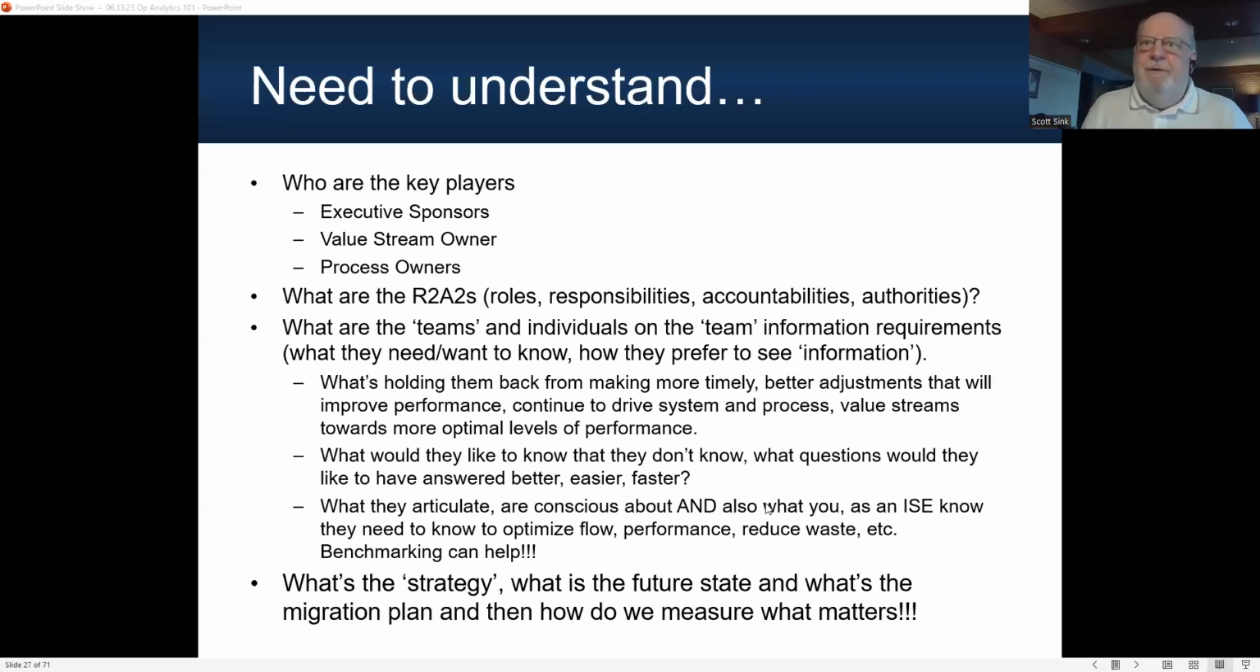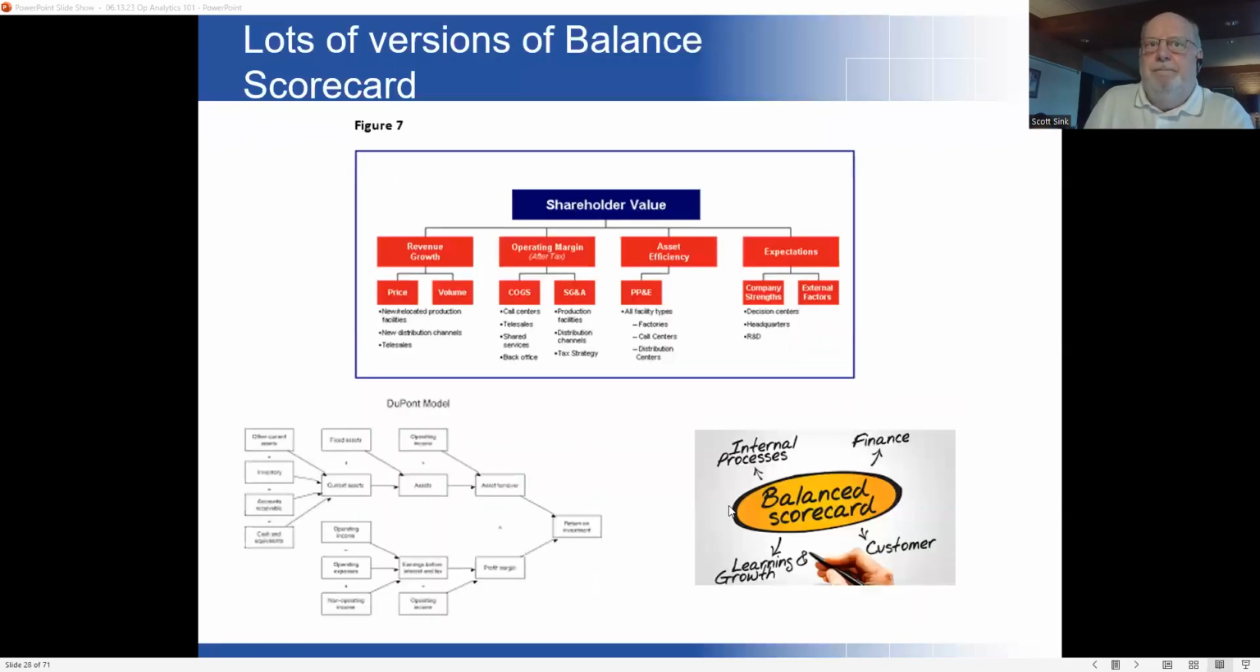What's holding them back from making more timely, better adjustments that will improve performance? Those are the kinds of things I'm looking at as I move on, now that I understand how the system that I'm working to improve works. Now I'm coming up to the people who are accountable for making it work and making it work better. I'm asking them, what is it that you'd like to see? What would you like to know that you don't know? I'm pulling their information requirements out of them.